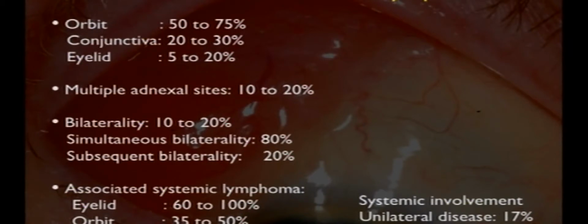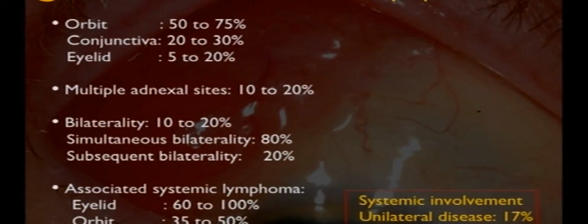Now, when you look at its association with systemic lymphoma, the eyelid lymphoma is most likely to produce systemic lymphoma, followed by orbital lymphoma, followed by conjunctival lymphoma. So if a patient has to have a lymphoma, he would rather have a conjunctival lymphoma than an eyelid or orbital lymphoma.